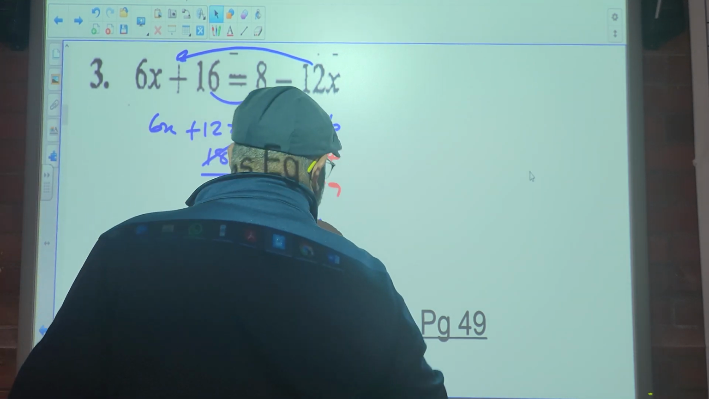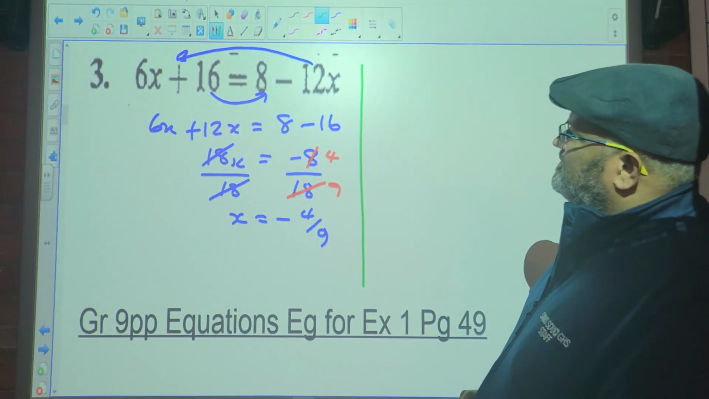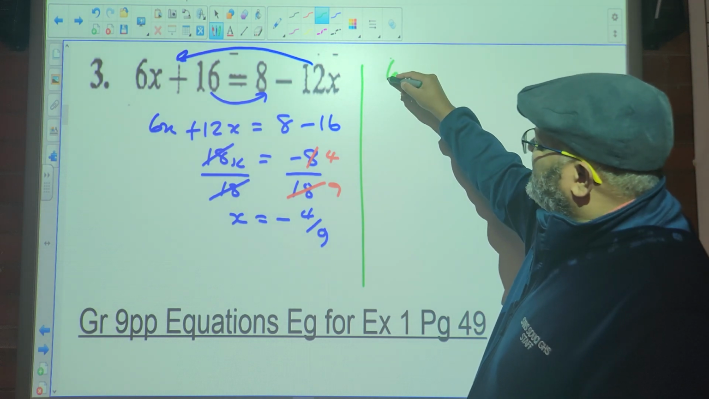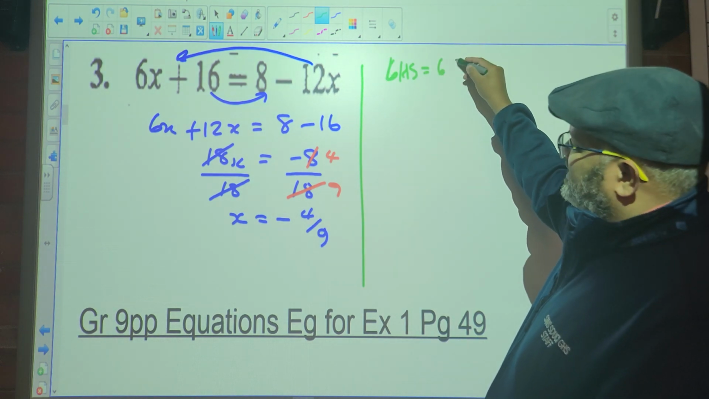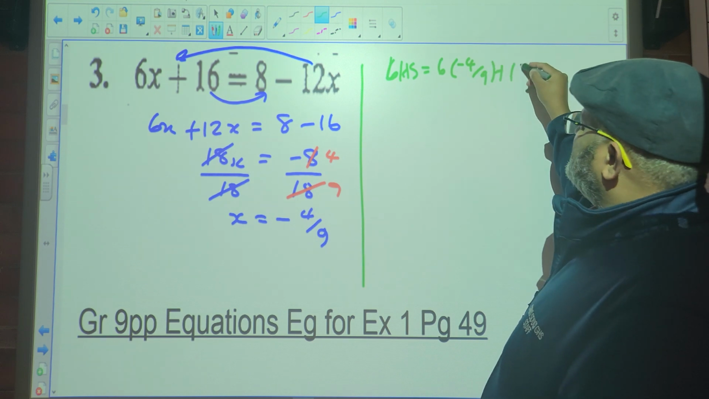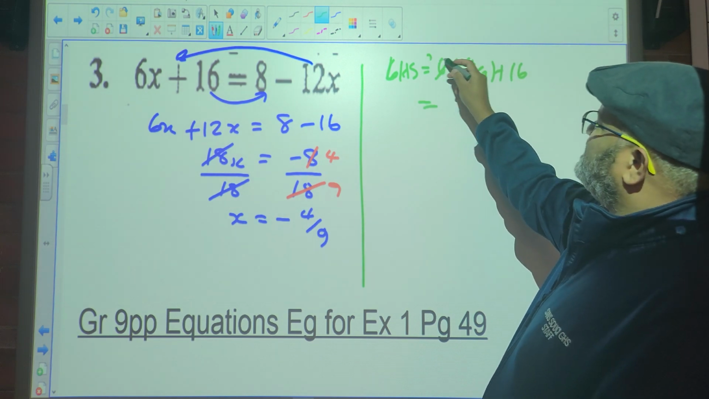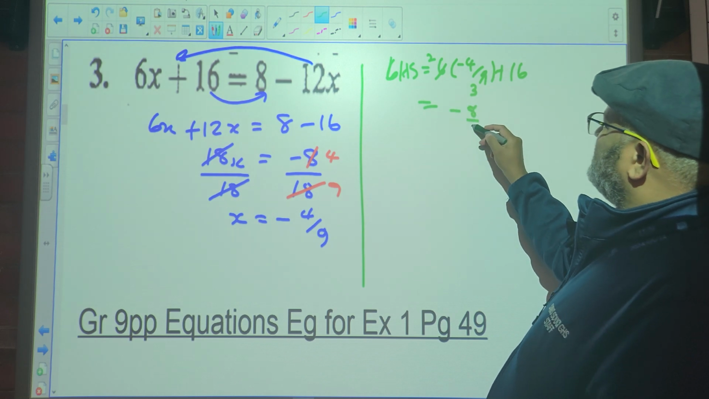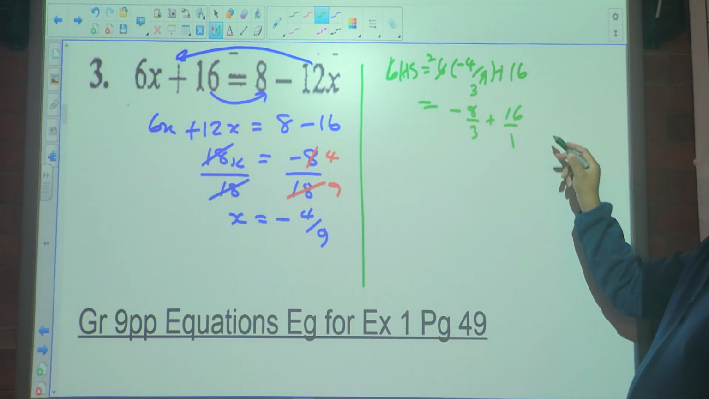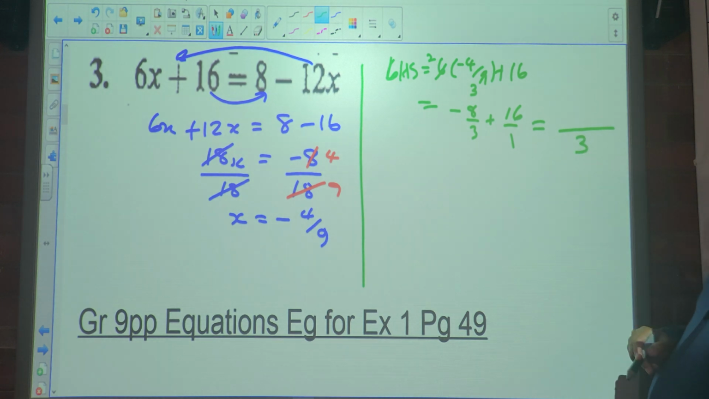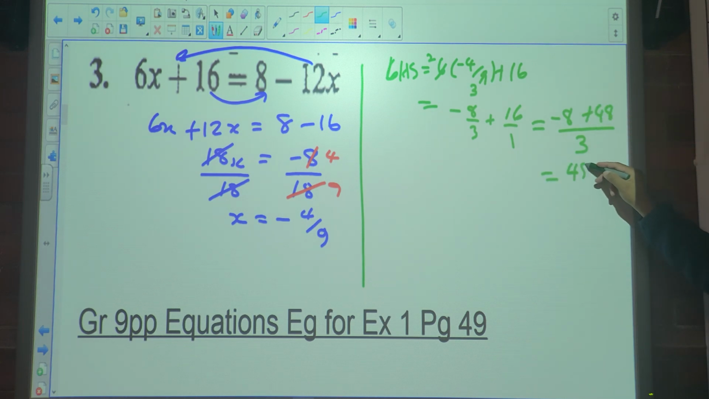And of course we can test if you are correct. Okay, so the left-hand side is equal to 6 into negative 4 over 9 plus 16. So 3 goes into here twice and here thrice. So it's negative 8 over 3 plus 16. That's naturally over 1. That is 3. So it's negative 8. What's 16 times 3? 48. I think, no? So it's 40 over 3. So check what 16 times 3 is. Should be 48.